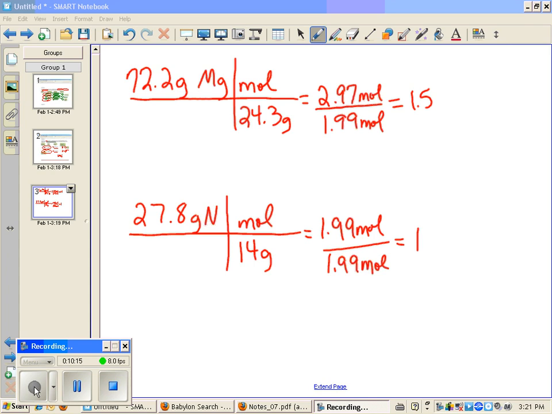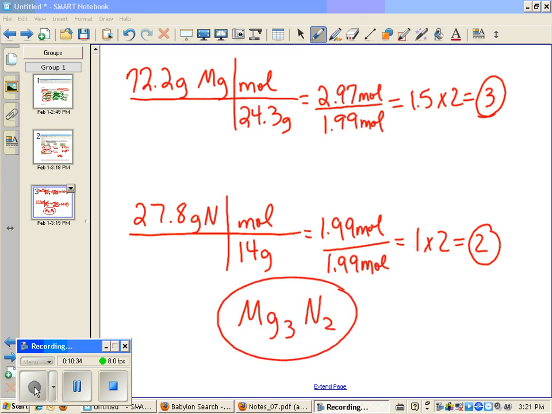That is not a whole number. So now I multiply this one by 2. And if I multiply this one by 2, I have to multiply this one by 2 also. And so my numbers that I'm going to use are 3 and 2. There are 3 magnesiums, Mg3, N2, and that is my answer.